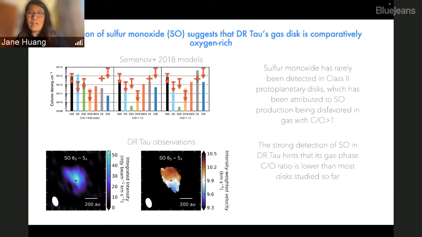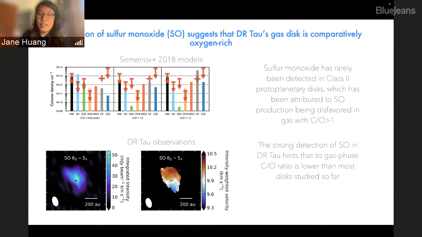Not only does DR Tau exhibit unusual structures, but it also exhibits a peculiar chemistry. We obtained a strong detection of sulfur monoxide, which has otherwise rarely been detected in Class II protoplanetary disks. And this paucity of sulfur monoxide observations has been attributed to the gas phase C/O ratio being higher than 1. And that's because when the C/O ratio tips over 1, the production of carbon monosulfide, or CS, is favored over the production of sulfur monoxide. Thus, conversely, the strong detection of sulfur monoxide in DR Tau hints that it has a lower gas phase C/O ratio than most disks studied so far.